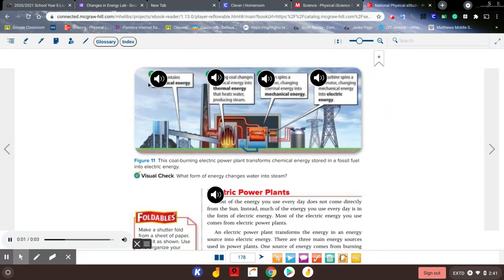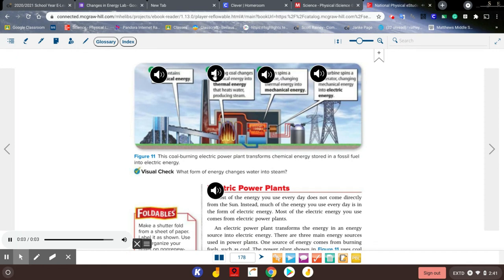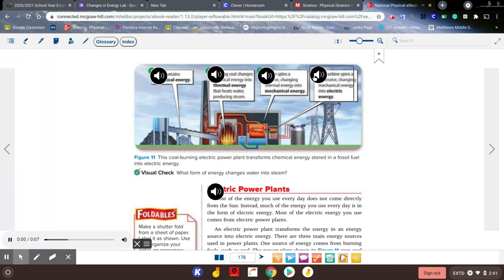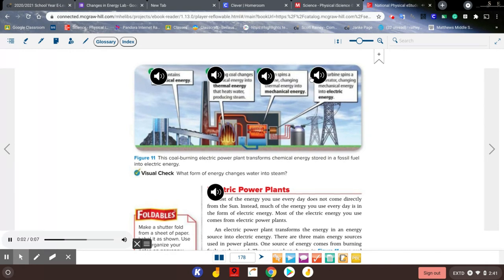Number 1. Coal contains chemical energy. Number 2. Burning coal changes chemical energy into thermal energy that heats water, producing steam. Number 3. Steam spins a turbine, changing thermal energy into mechanical energy. Number 4. The turbine spins a generator, changing mechanical energy into electric energy.